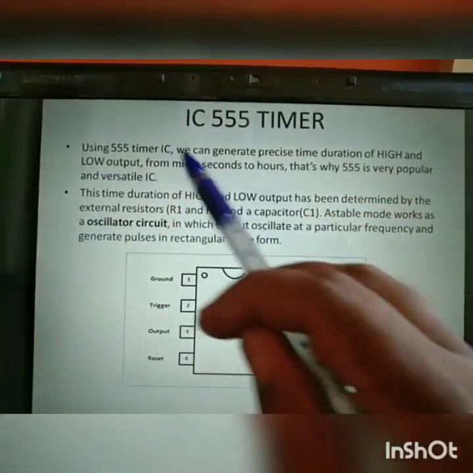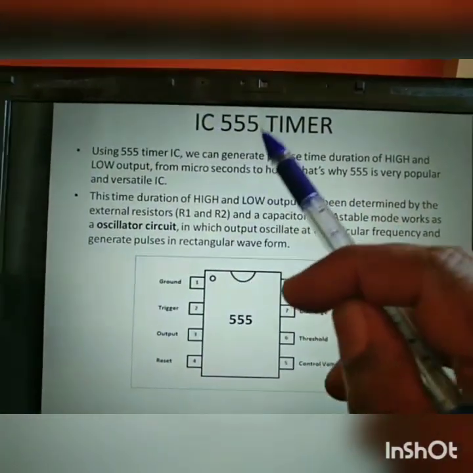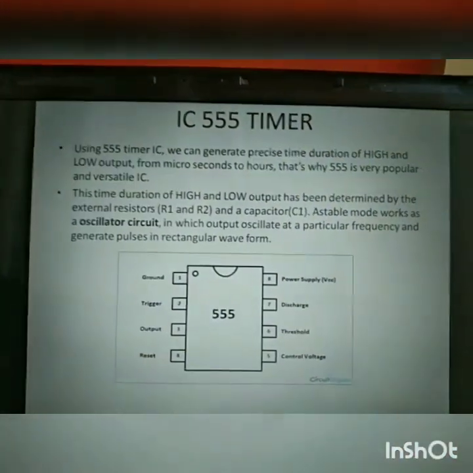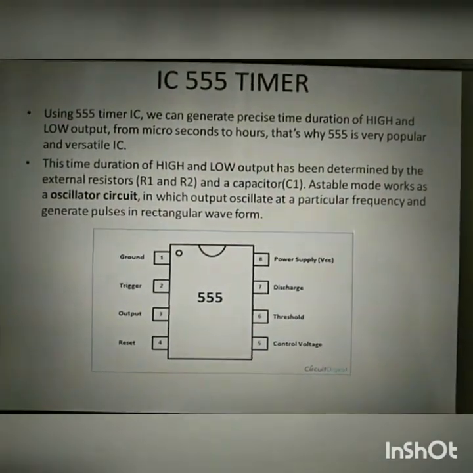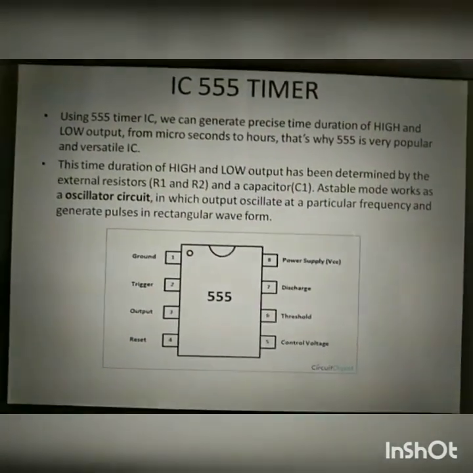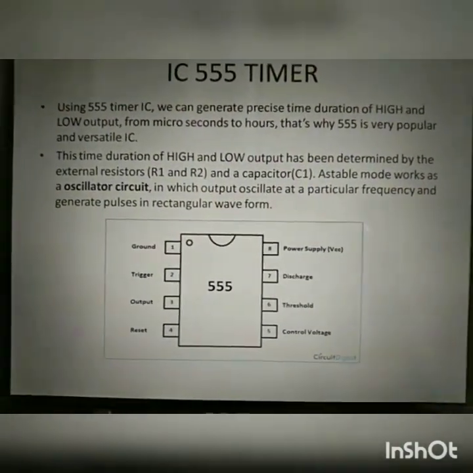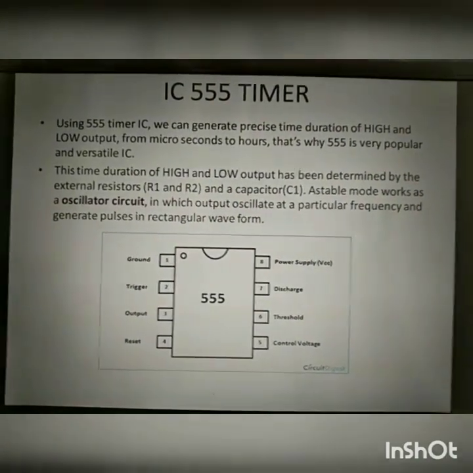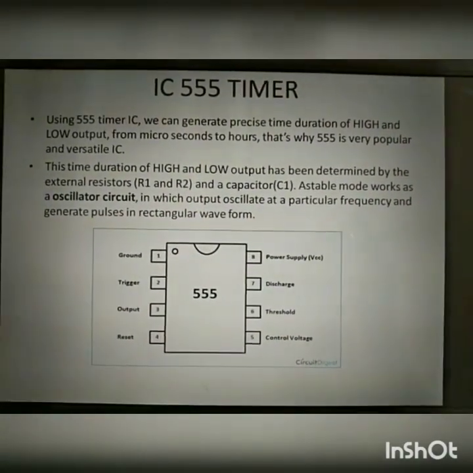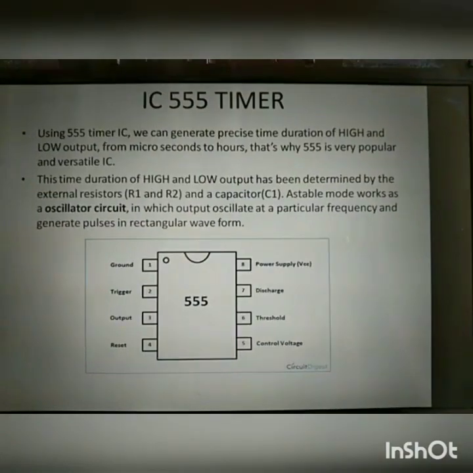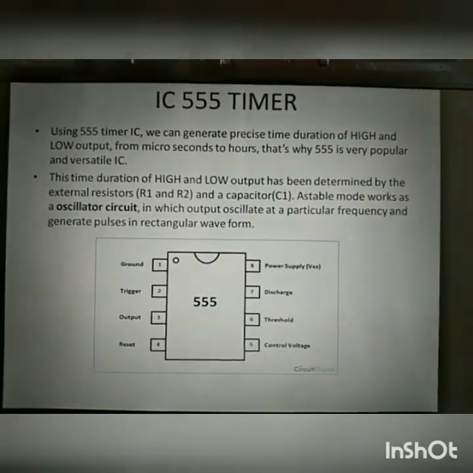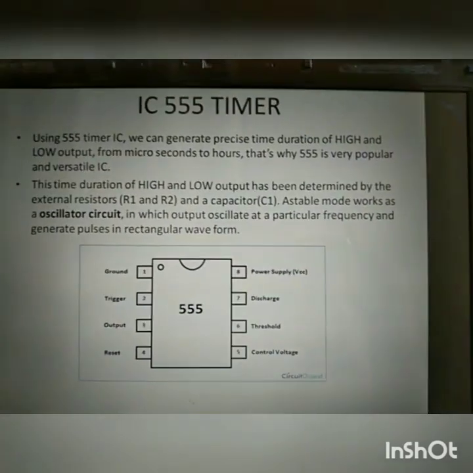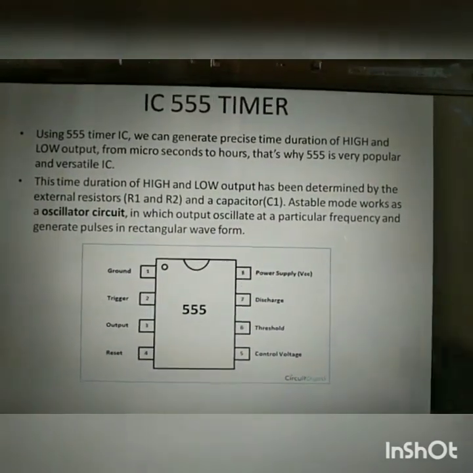First, let us see what the name IC 555 means. 555 timer means timing circuit. The 555 name comes from the 5 kilo ohm resistor: 5k plus 5k plus 5k, three resistors are used. That is why it is known as the IC 555 timer.